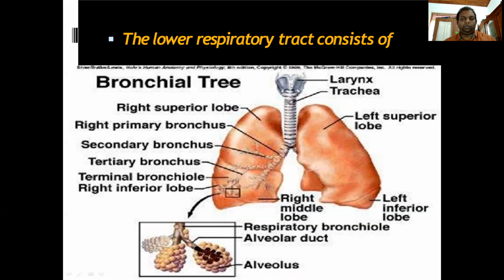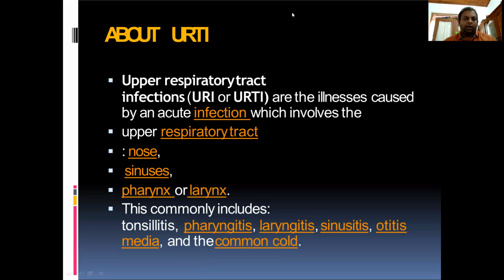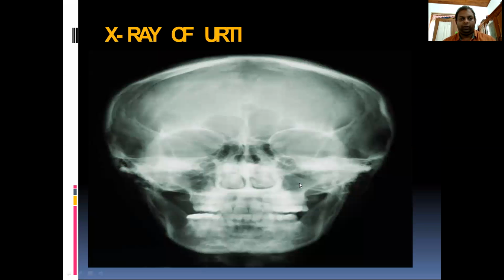The lower respiratory tract goes from the larynx, trachea, bronchi, bronchioles, and alveoli in the lung parenchyma. You can see here the alveolar duct and alveolus. Upper respiratory tract infections are illnesses caused by acute infection which involves the nose, sinus, pharynx, larynx: laryngitis, sinusitis, as I said, and also the common cold. Here we can see haziness in the sinuses, sinusitis.